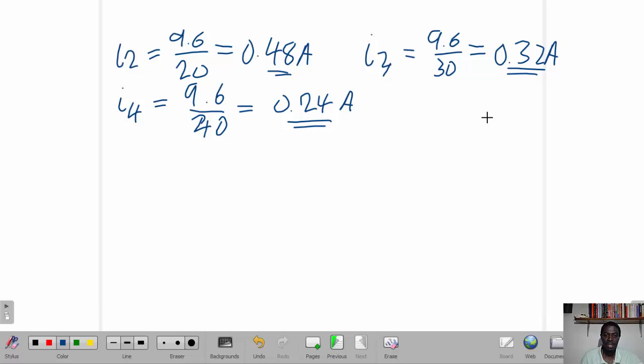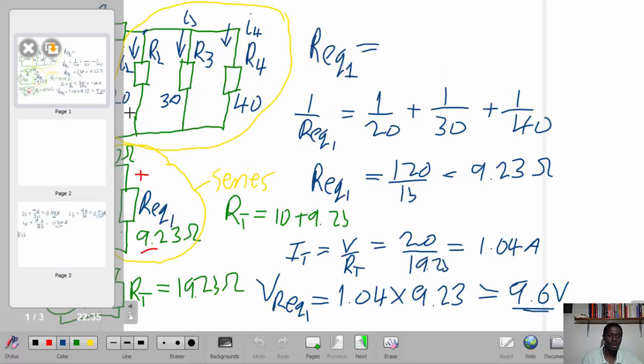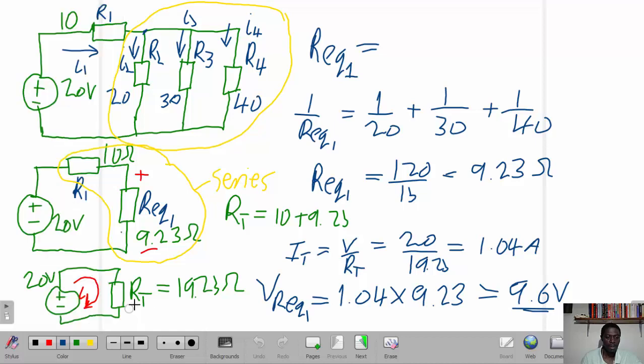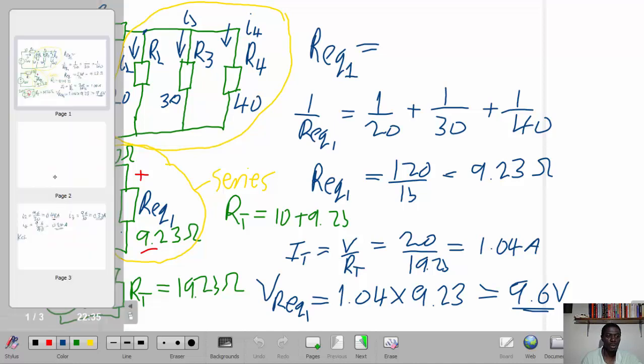Now, having found these values, we're now saying, is this true? Can we verify that these values are correct? And we are saying, if we apply KCL to this node, okay, we come to this node. So we've got I1 entering, and we've got I2, I3, I4 leaving, and therefore I1 must be equal to I2 plus I3 plus I4, and this is what we want to show.